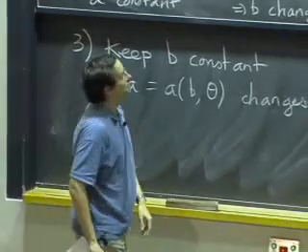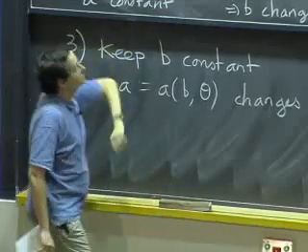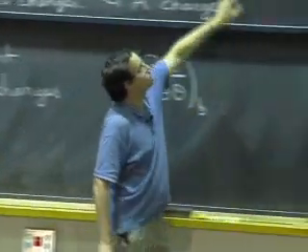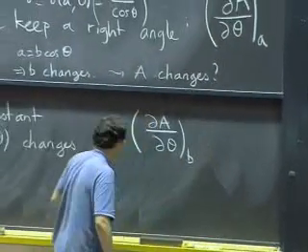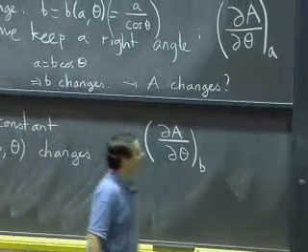Okay, so let's try to compute one of them. Let's say I decide that we'll compute this one. Okay, let's see how we can compute partial A, partial theta with A held fixed.